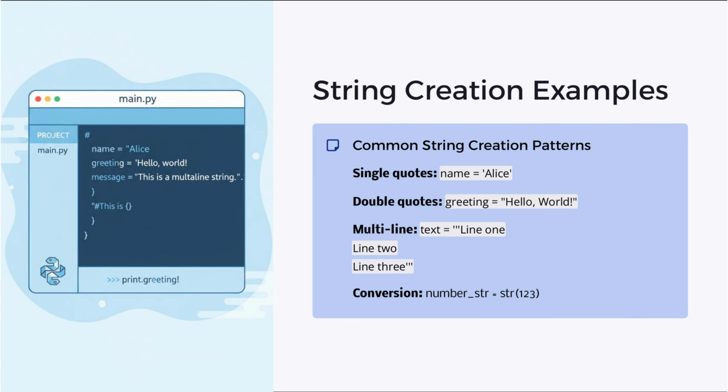String creation in Python is versatile. Use single quotes for names, like 'Alice', or double quotes for greetings, such as "hello world". For multi-line text, triple quotes preserve formatting, like line 1, line 2, line 3. Convert numbers to strings with str, e.g., str(123) becomes '123'.